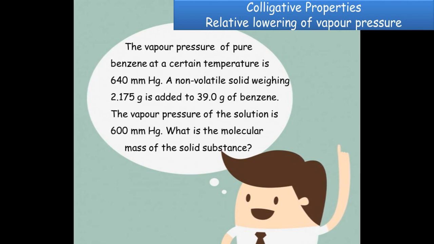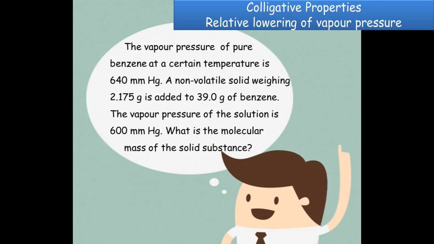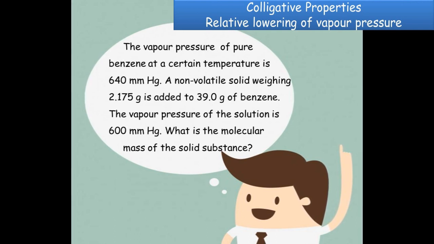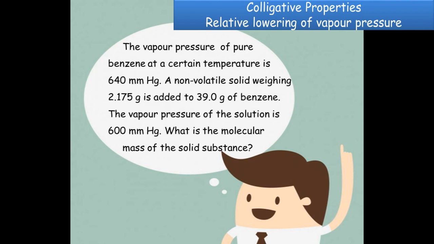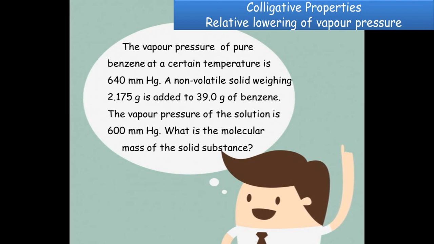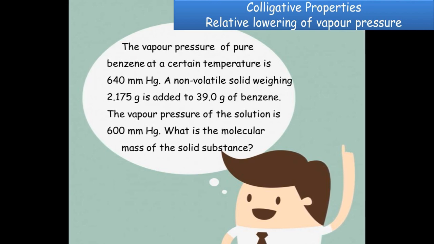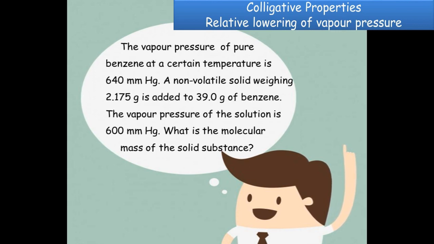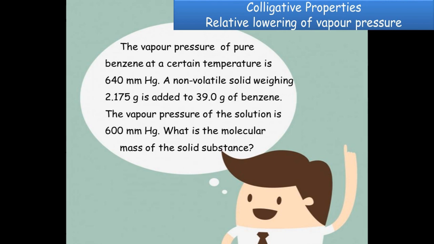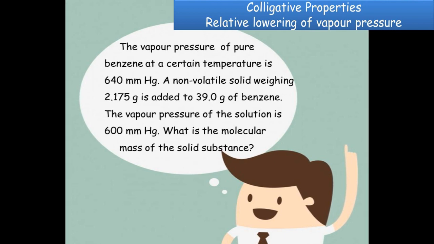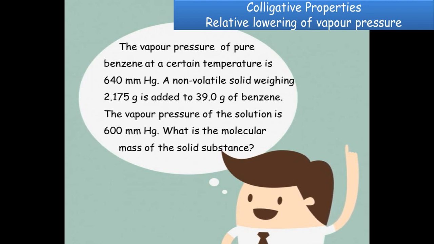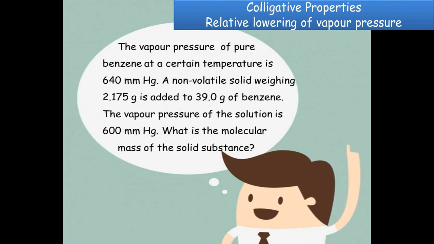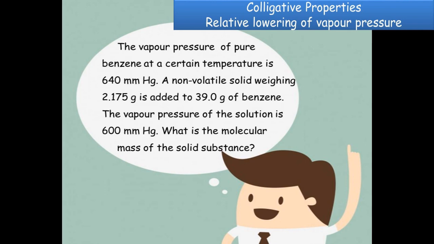The vapor pressure of pure benzene at a certain temperature is 640 millimeters mercury. A non-volatile solid weighing 2.175 gram is added to 39.0 grams of benzene. The vapor pressure of the solution is 600 millimeters of mercury. What is the molecular mass of the solid substance? This is an IIT question. Math is a little bit higher level compared to NEET level. In NEET, the numbers are much simpler, but still anyways we will do.